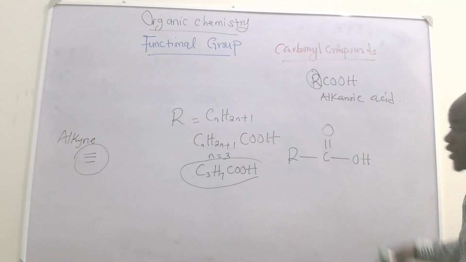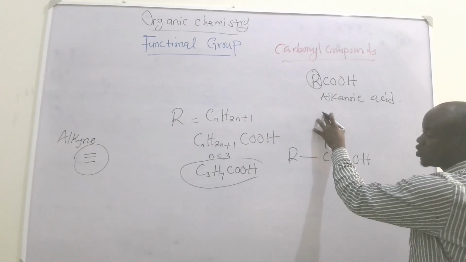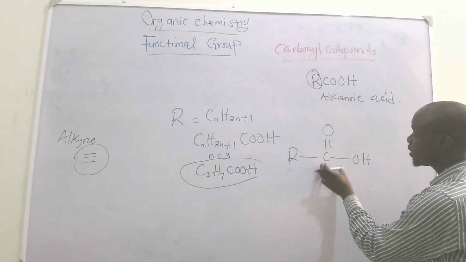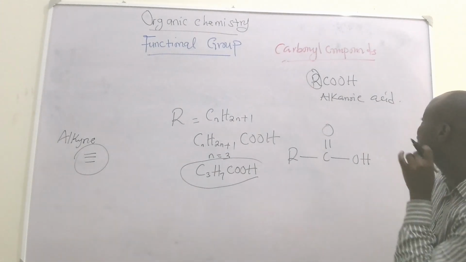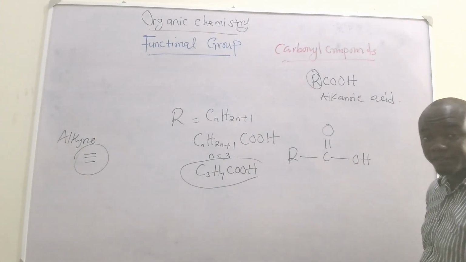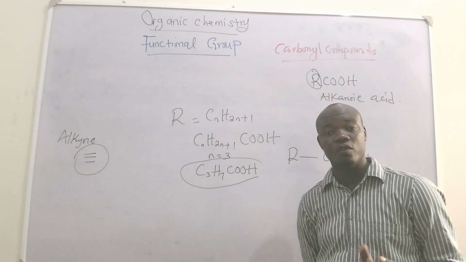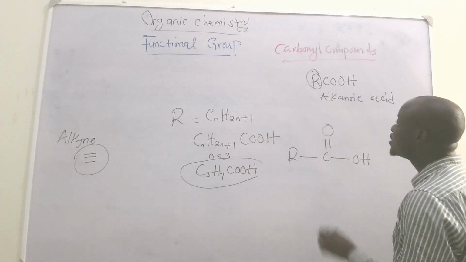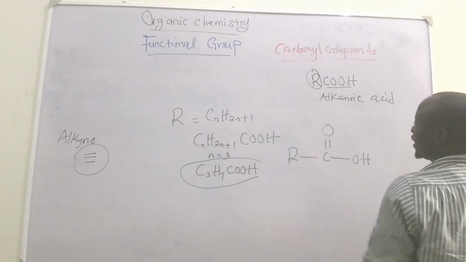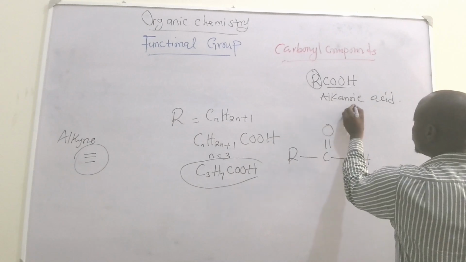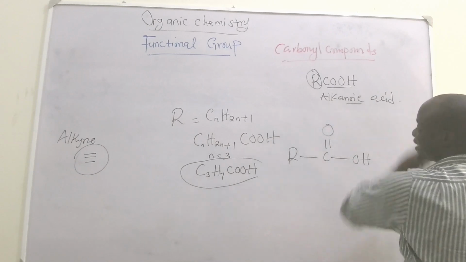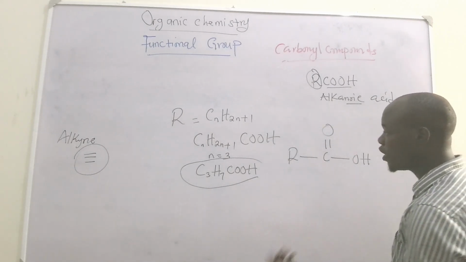So for alkanoic acid, this is how they look. They have a carbon to oxygen double bond. So remember, when you are coming to naming, if you see any compound with COOH like this at the end, the name is going to end with noic acid.